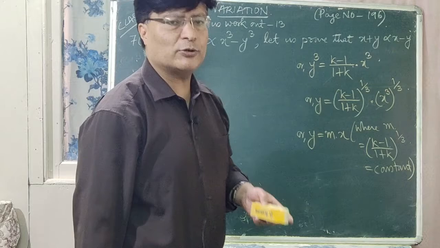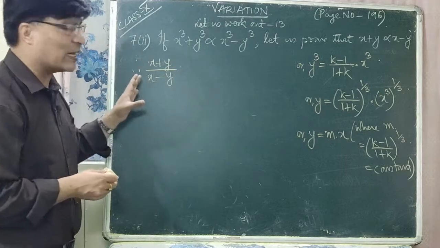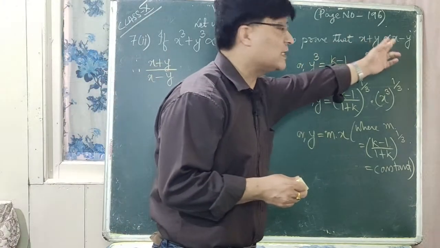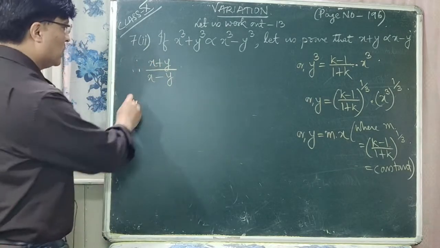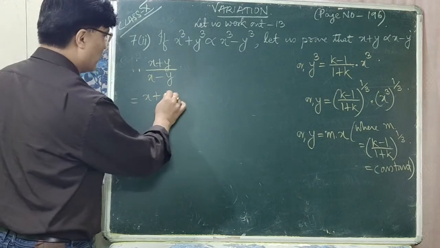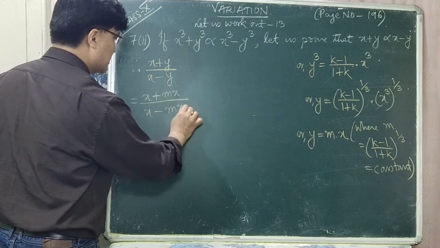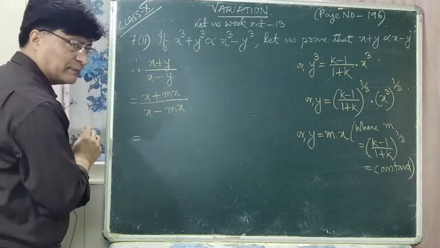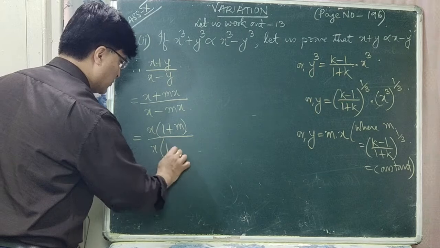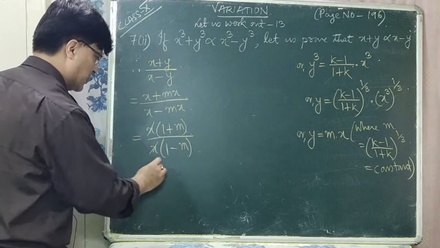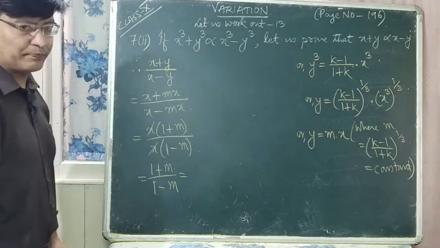Before proving x plus y proportional to x minus y, we first find the value of this fraction. We write this fraction as left hand side divided by right hand side. Is that clear? That is x plus y divided by x minus y. So which is equal to x plus, what is the value for y? That is mx, divided by x minus, what is the value for y? mx, right? So what is common out here? x is taken common within bracket 1 plus m, divided by x is common within bracket 1 minus m. Here x cancels. So which is equal to 1 plus m divided by 1 minus m.